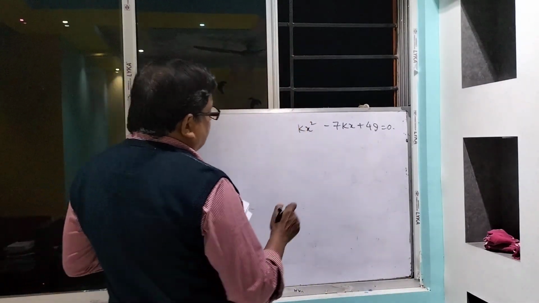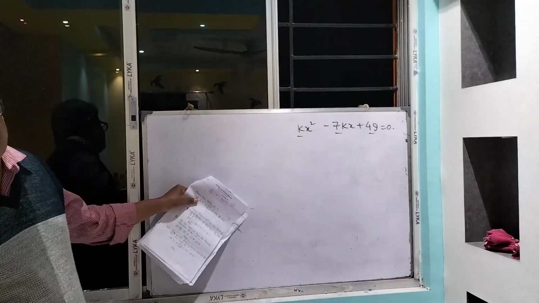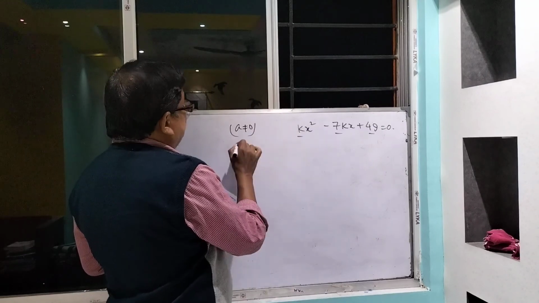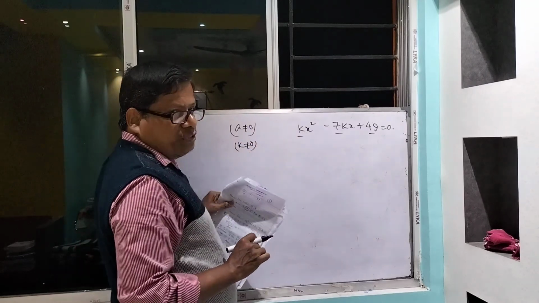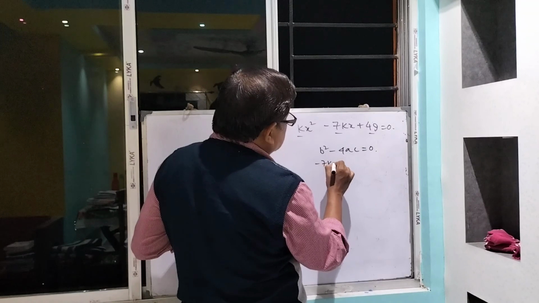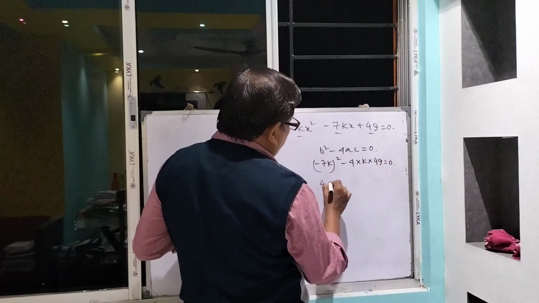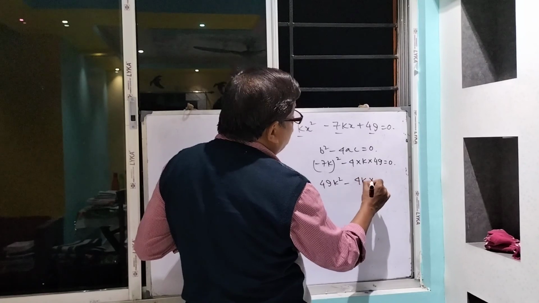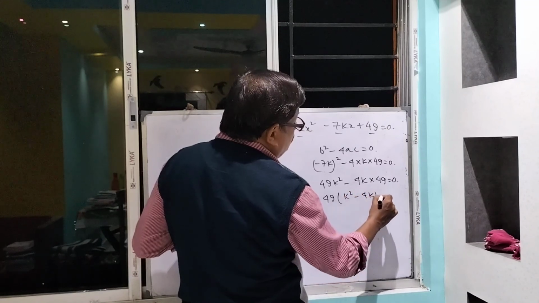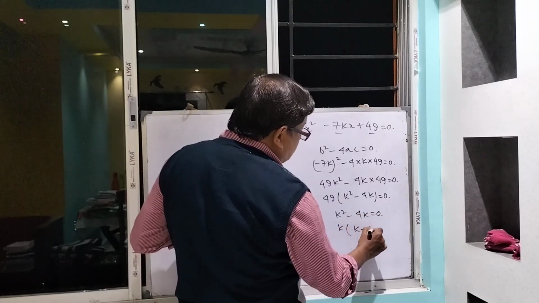So here, this is a, this is b, this is c. For a quadratic equation, you know very well, a not equal to 0, which means here k not equal to 0. Now b square minus 4ac equal to 0, that is minus 7k whole square minus 4 into k into c, which is 49, equal to 0. So 49k square minus 4k into 49. No need to multiply. See, take 49 common: k square minus 4k equal to 0. So k into k minus 4 equal to 0.